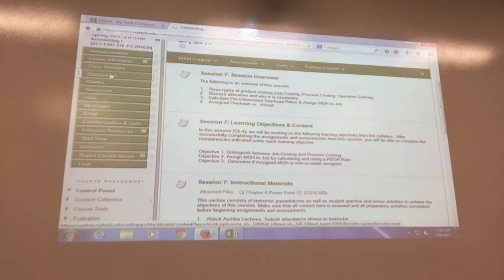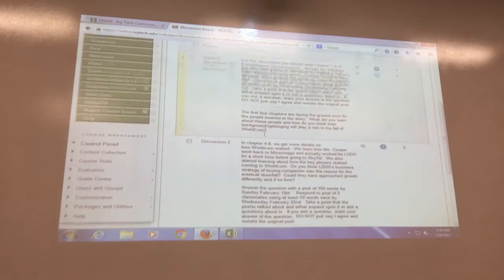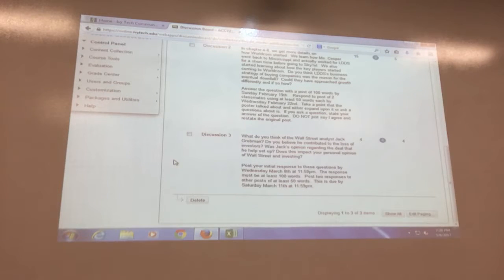What we feel about Jack Grubman? Jack. Who's Jack? Grubman. Who is Jack? Anybody remember? I read it and I don't remember him. Okay. I think we're going to see him later on in the book again. I'm not sure.